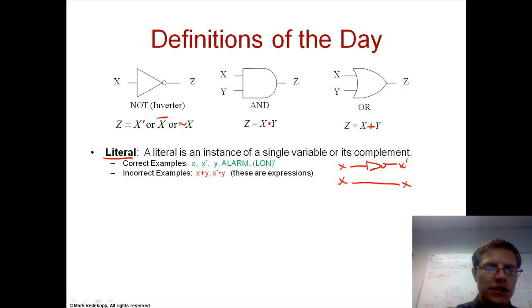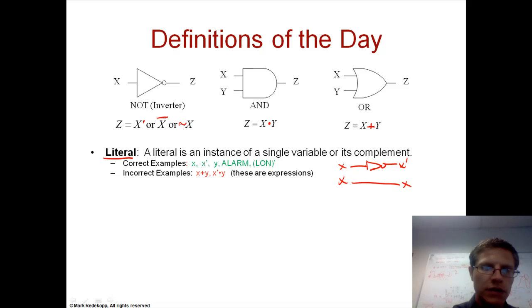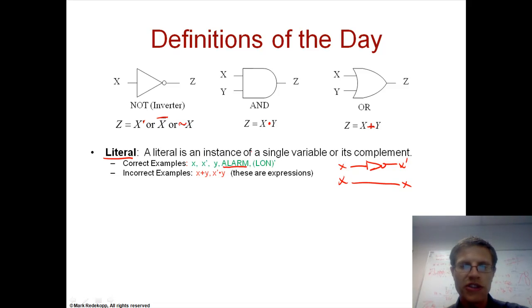So a signal or its complement is a literal. So x is a literal, x prime, x bar is a literal, y is. Signals can have very descriptive names. They don't have to have just letter names. You could say an alarm, which is true or false if the alarm is on or off. You can have anything you want, as long as it's a single bit or its inverse.